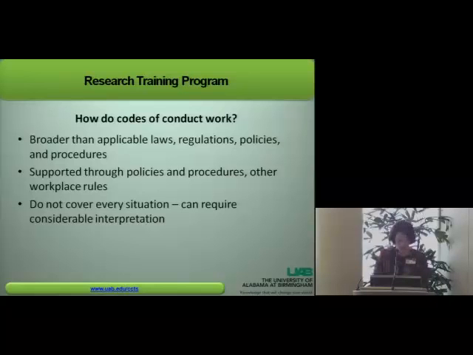They're supported through additional policies and procedures and other workplace rules that describe more specifically what steps are to be taken under certain circumstances. So it isn't in and of itself a singular policy. It really is supported by other more detailed policies. And they, of course, don't cover every situation, and so codes of conduct can often require considerable interpretation. But that said, they're a good place to start a discussion about what actions may be called for, again, under certain circumstances.